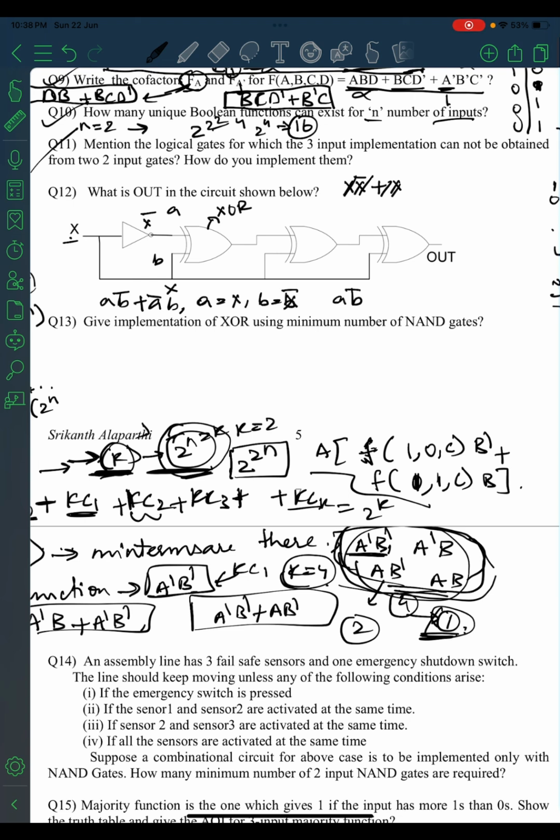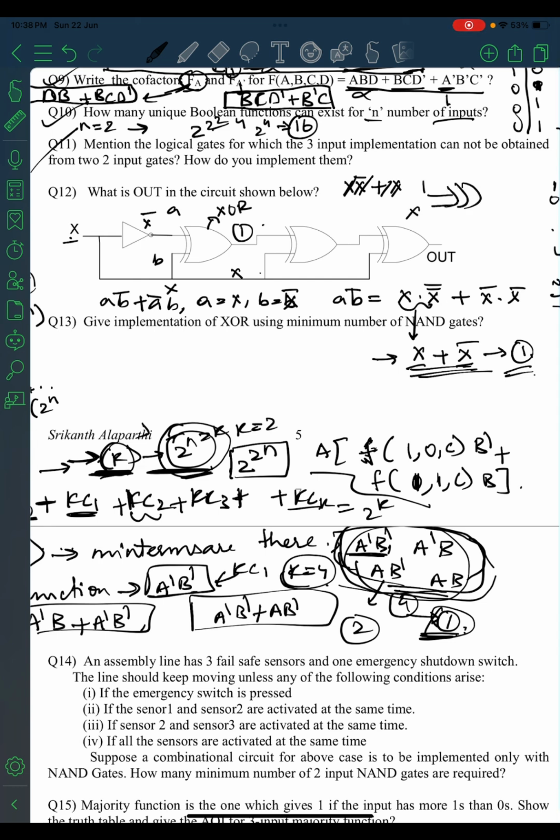Now A B bar means X bar whole bar, plus it is X bar and X bar. So this is basically X plus X bar. What is X plus X bar? It is equal to 1. So X plus X bar equals 1. The output of this will become 1, and this X remains the same because it is just passed over here. So this is 1 and this is X. We already discussed this thing, XOR of 1 and X.